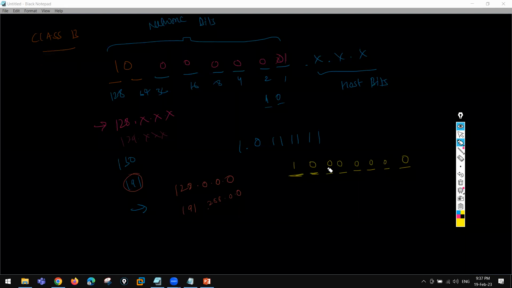But what anybody did not say in the beginning is that in class B, these are not the host bits. These are the host bits, and these are the network bits. So nobody could explain how this 255 came, because this is the octet from where we got the 255. Getting my point?